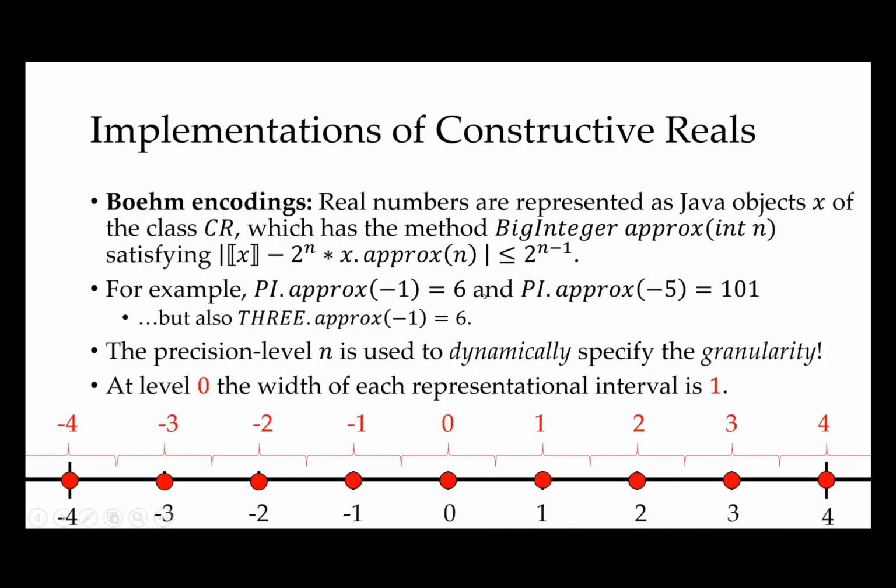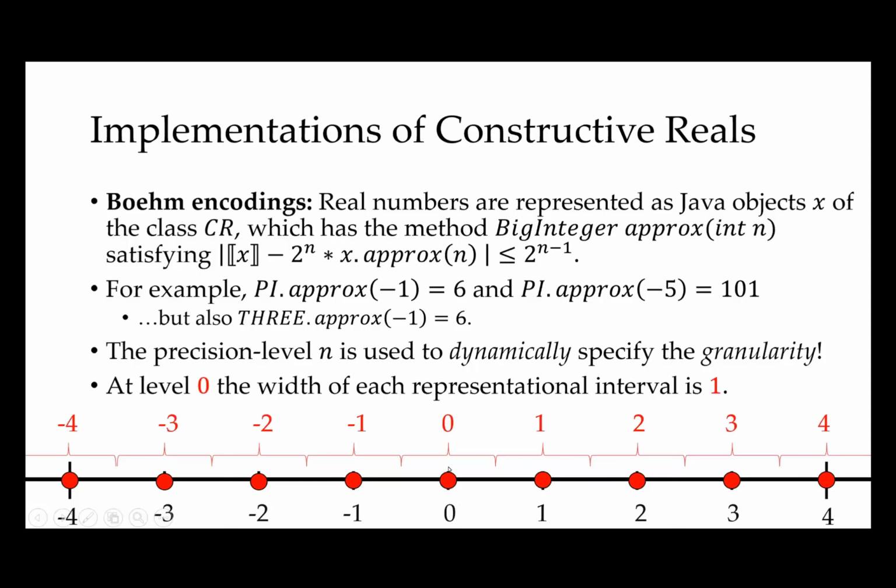So what I mean by that is at level 0, so when the argument to this function is 0, all of these intervals are of width 1. And the center point is exactly the center points of the integers, which is great. So we can represent the integers using this. So down here are the numbers actually being represented, and up here are the encodings.